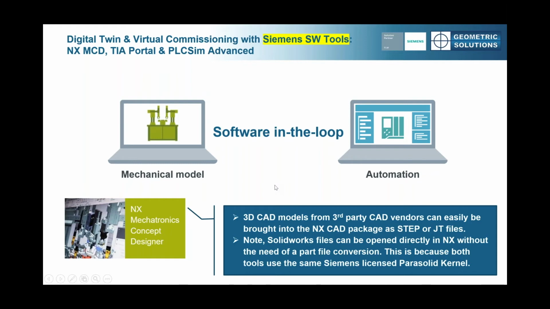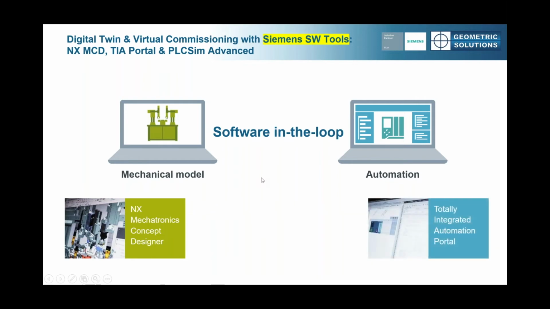Once we open those files, we have the NX MCD tool up and ready to use. We then start to add our physics to the model. We start to add sensors, conveyors, you name it. The next step would be using the Totally Integrated Automation Portal.